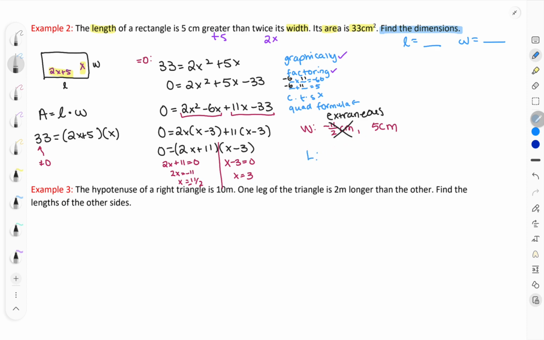But if my width is 5 centimeters, then my length, I had an expression for it. It was 2 times that value plus another 5. So 15 centimeters. And I don't need to bother with the length for that 11 over 2 because it's negative, right? So the rectangle is 5 centimeters by 15 centimeters.